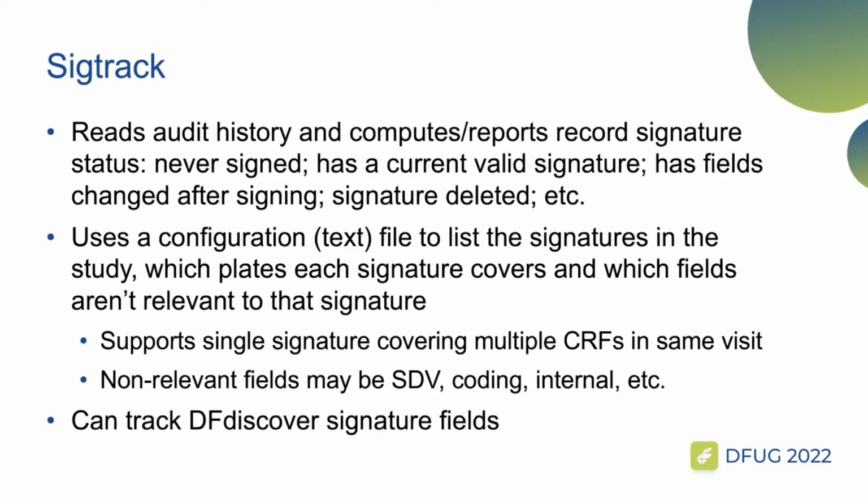So in order to do that, it needs to know where your signatures are in your study, and it uses a configuration file, which is a text file that you can create to identify which signatures exist, where they are in your study, which plates that signature covers, and which fields aren't relevant to the signature.